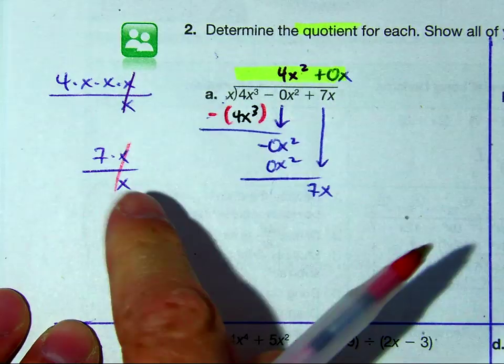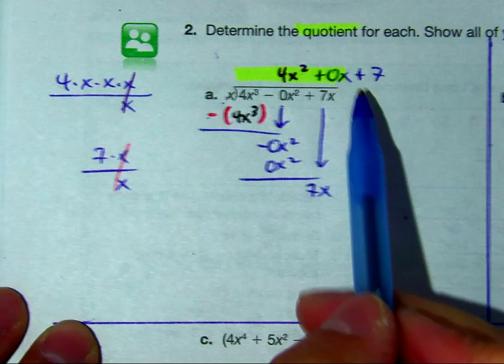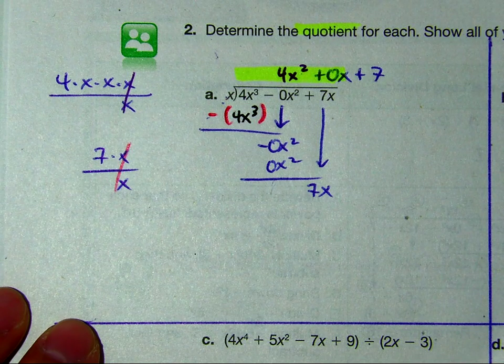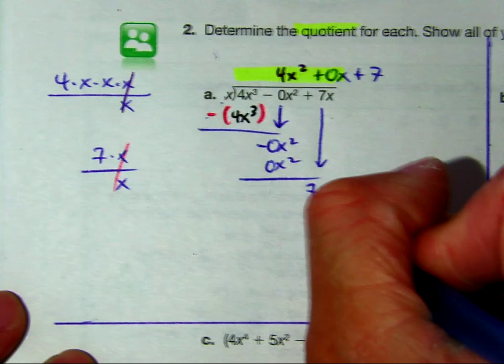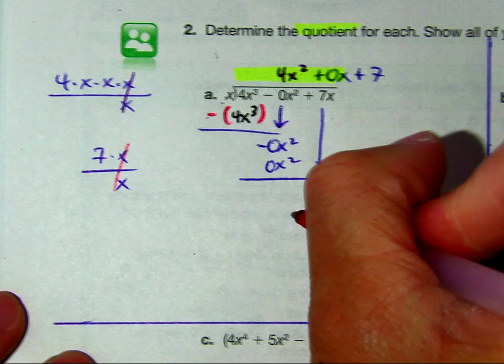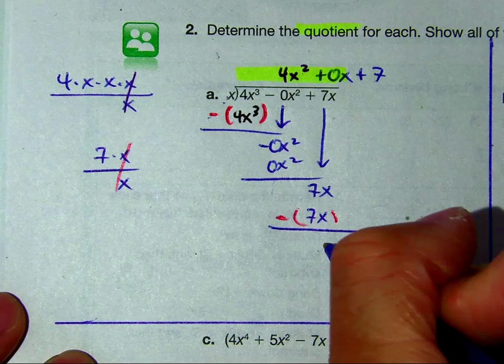Class, 7 times x? 7x. And if I subtract these, we get what? 0. So 4x squared plus 0x plus 7 is my answer.